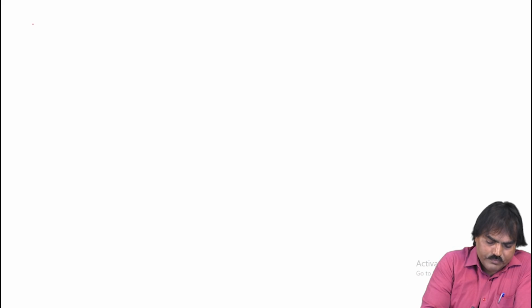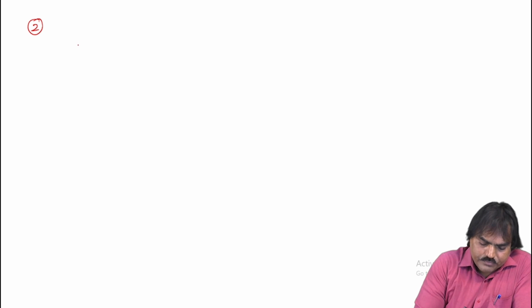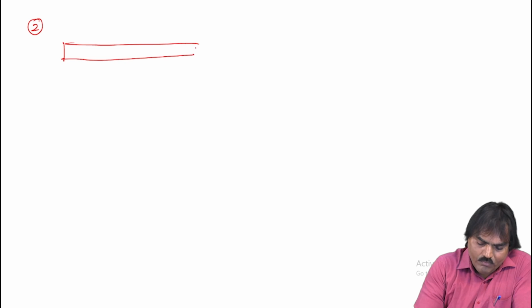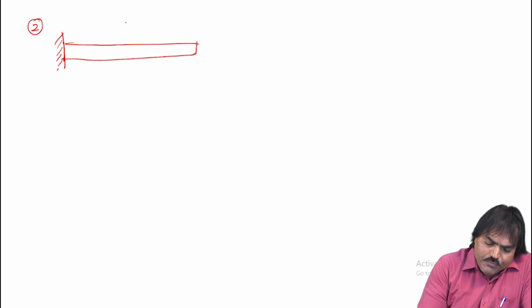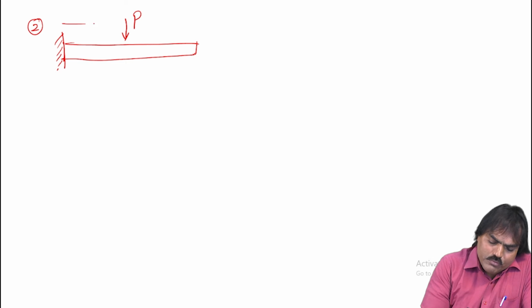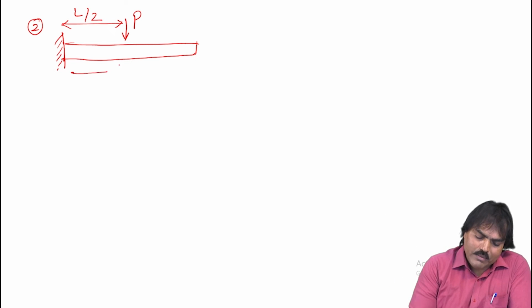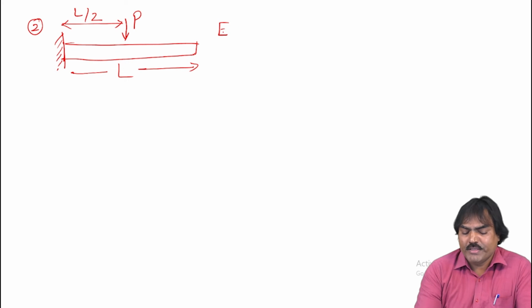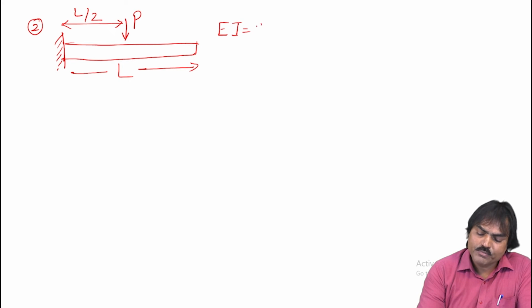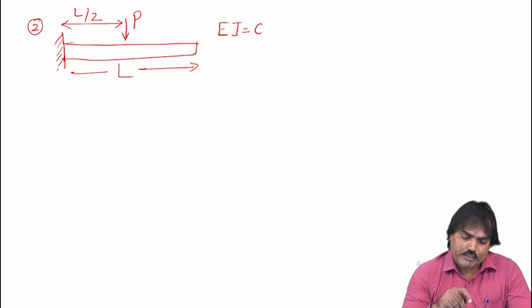Second question. See, sometimes this is the structure, a cantilever structure. Now the load will be applied here at distance equal to L by 2. That is, at the center of the beam, the load is applied. This beam length is L, and it is made of material with modulus E and cross-section moment of inertia I, so that EI is always constant. Now the question is, what is the maximum slope and deflection for this beam?